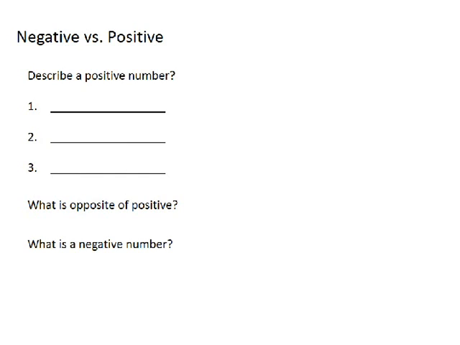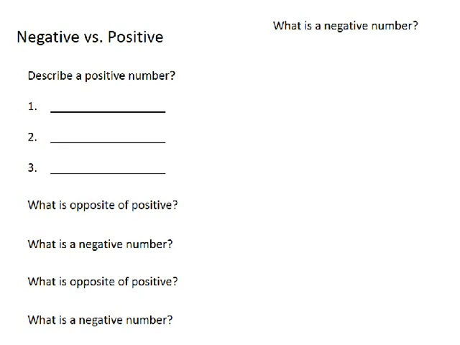But what is opposite of positive? Negative. What is a negative number? It's the opposite of a positive number. So what is the opposite of a negative? A positive. And what is the opposite of a positive? A negative. The whole point of this is negative is the opposite of positive, and positive is the opposite of negative. So they cancel each other out.